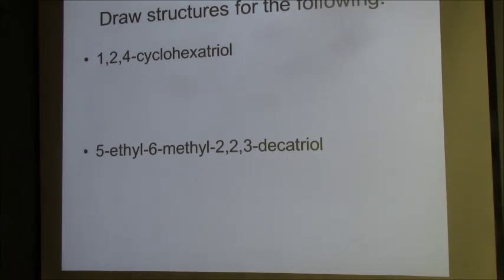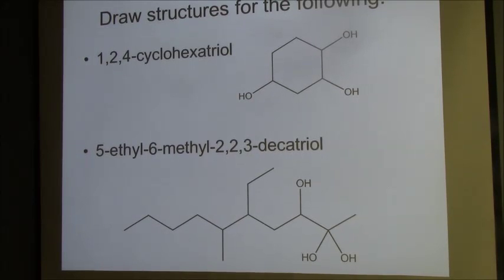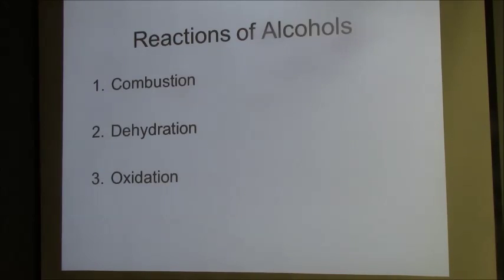And then, again, you can pause the video and draw these on your own and then check your work. There would be 1,2,4-cyclohexanetriol, and there would be 5-ethyl-6-methyl-2,2,3-decanetriol. If we were doing this in class, I would give you time in class to do it, and then we go over it. But since this is a video, you can pause it and then check your work.